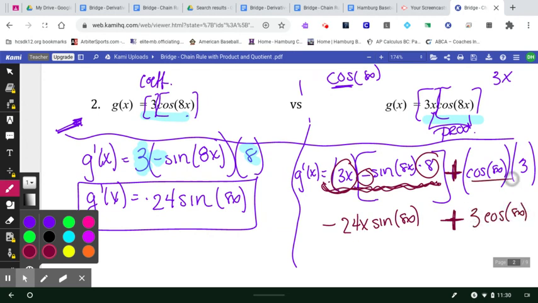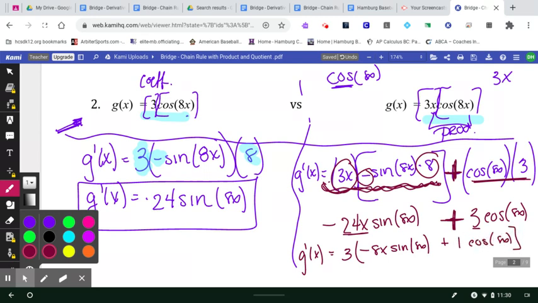Okay, so when I'm cleaning up, I can only clean up things on each side of the plus sign. Now, if I want to pull out a GCF, that's fine. But again, only of the coefficients. So it looks like I can pull out a 3, and then I'm left with negative 8x sine of 8x plus 1 cosine of 8x. Okay. But as far as calculus goes, if you nailed this step, you're in amazing shape. And then we'll just work on our algebra cleanup.